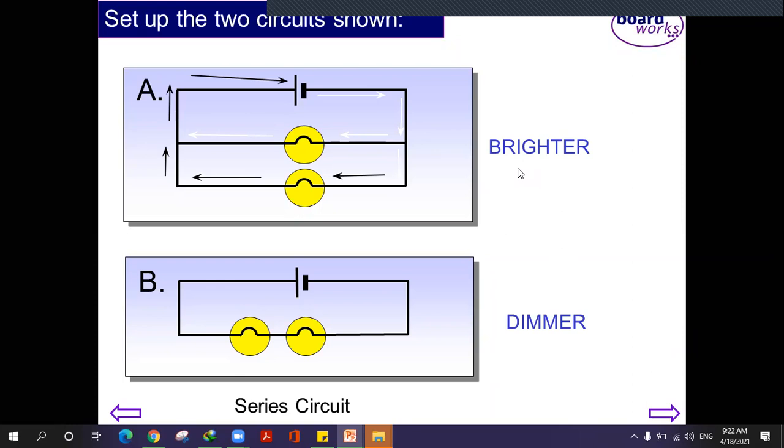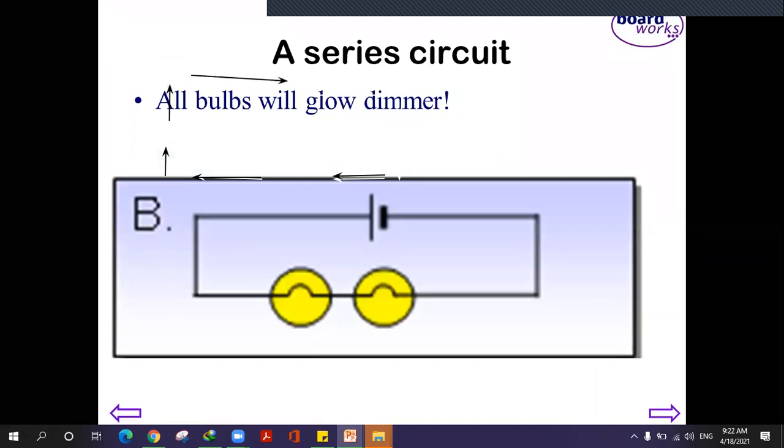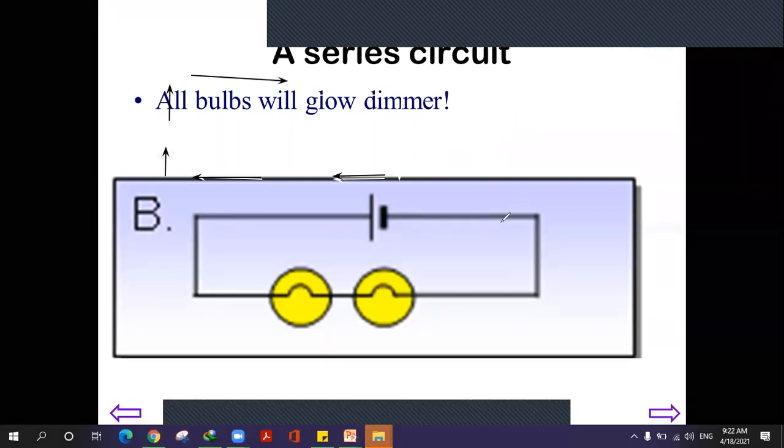Here also is showing you how the parallel circuit will have brighter bulbs, because the energy is more powerful here, as every bulb has its own path in the circuit. While in the series circuit, because the energy of the battery is divided between two bulbs, they are dimmer, which means less bright. They're not as bright as in the parallel circuit. Okay?